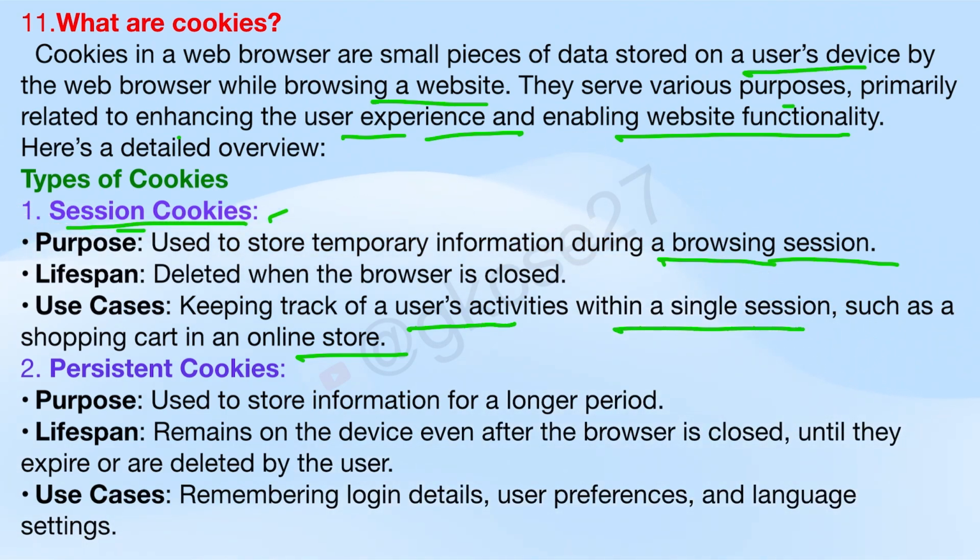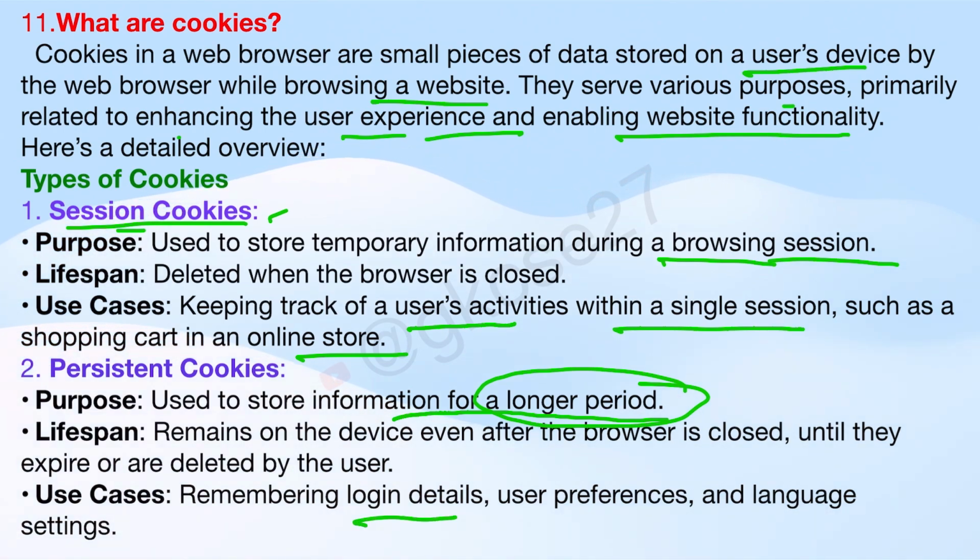Persistent cookies, what is its purpose? Used to store information for a longer period. So persistent cookies are used for a longer period. Its lifespan: after the browser is closed also, they will stay inside your system until you delete them or they expire by themselves. Use cases: remembering login details, user preferences and language settings.